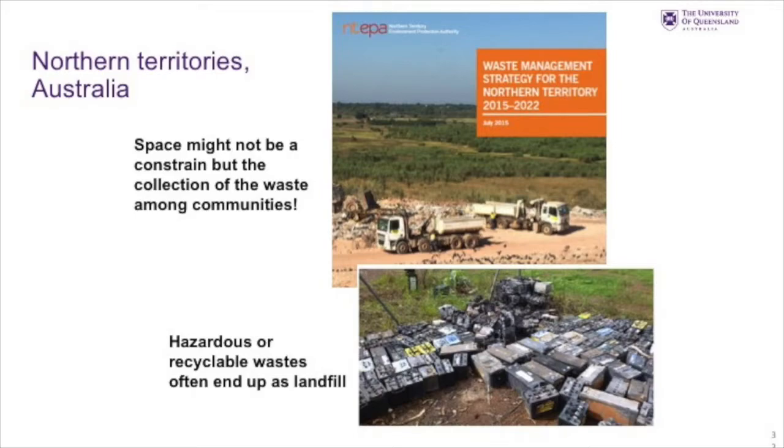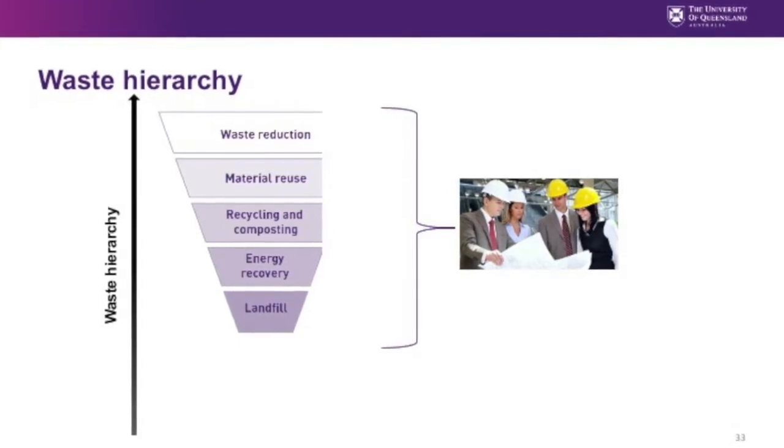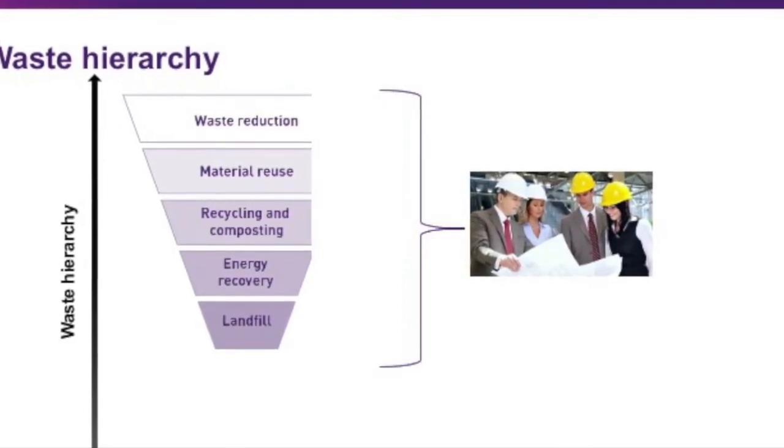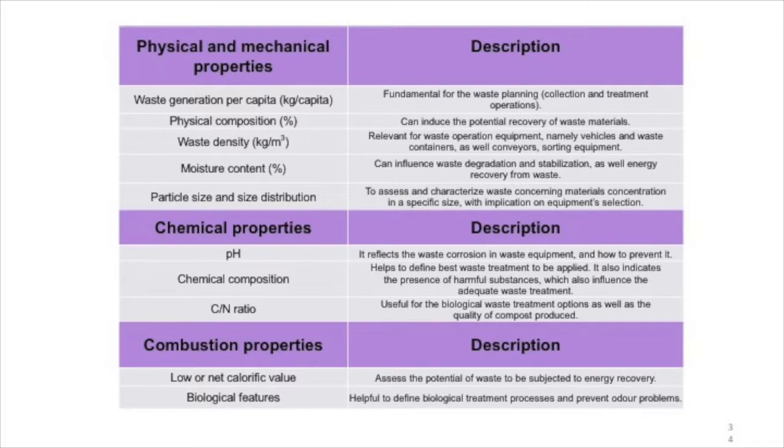So thinking about characteristics and distribution heterogeneity of the waste, we're going to look now at the Northern Territories in Australia. In this case, space might not be a constraint, but the collection of the waste among communities is the main constraint. Also, one of the main issues in Northern Territories is the fact that hazardous or recyclable wastes often end up in landfill. So imagine the environmental problems that this can generate if this material is being disposed along with other types of waste. What I'm trying for you to start thinking is that the waste hierarchy may also be subject to the characteristics of the waste. So we're going to start now with solid waste characterization.